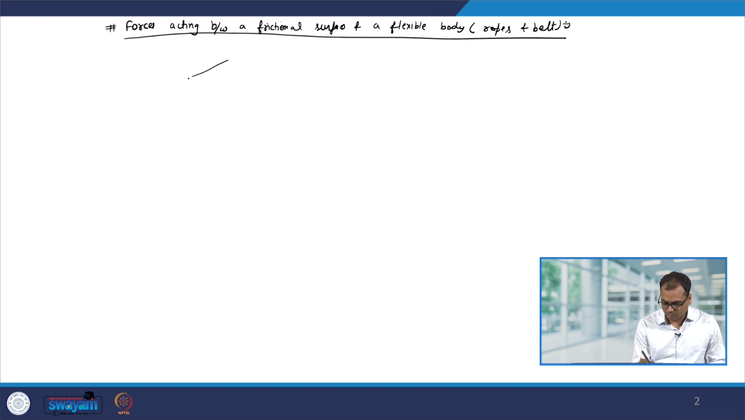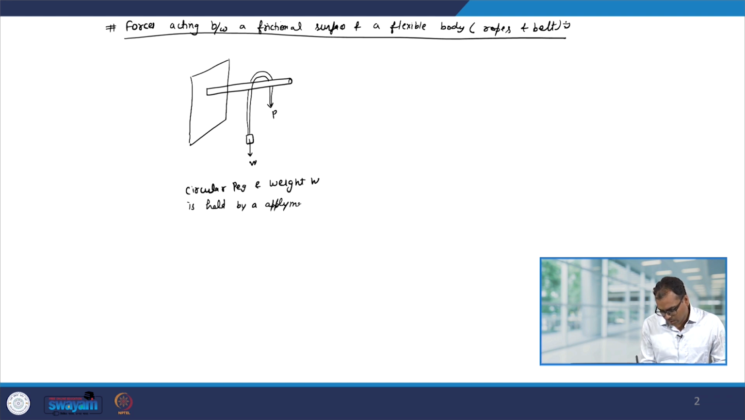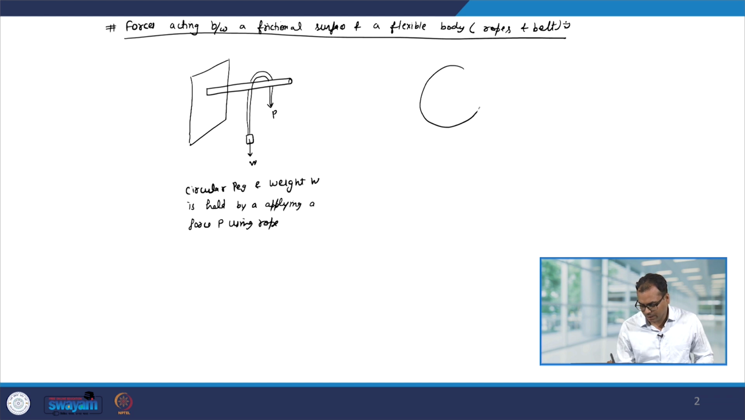We can have a situation wherein there is a circular peg, and by this peg a weight W is held by a rope, by applying a force P.